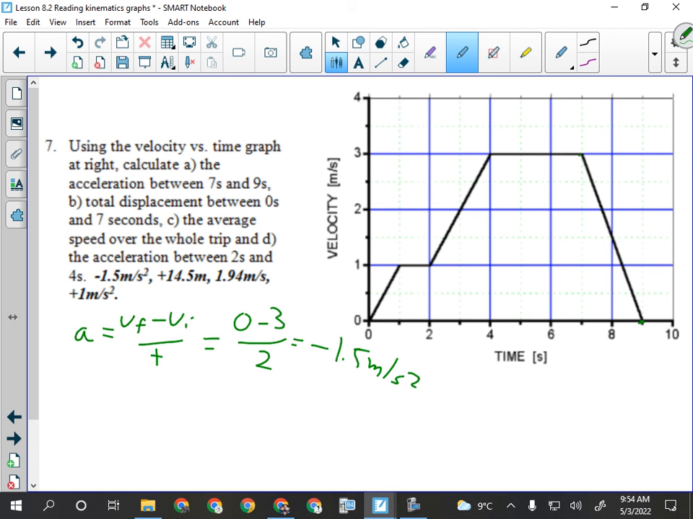The negative is important. It's slowing down. That's what a negative acceleration indicates in this case. Right? Questions on part A? Okay, how many people have done part B?